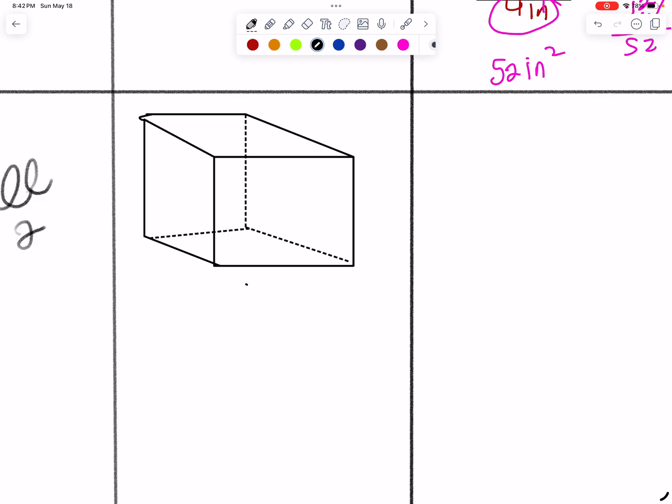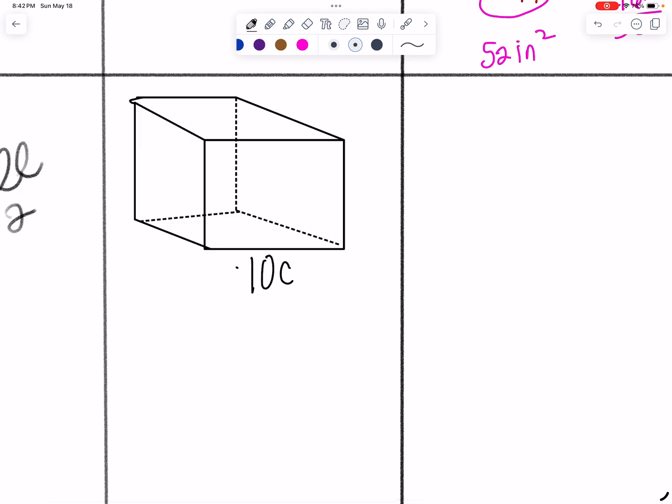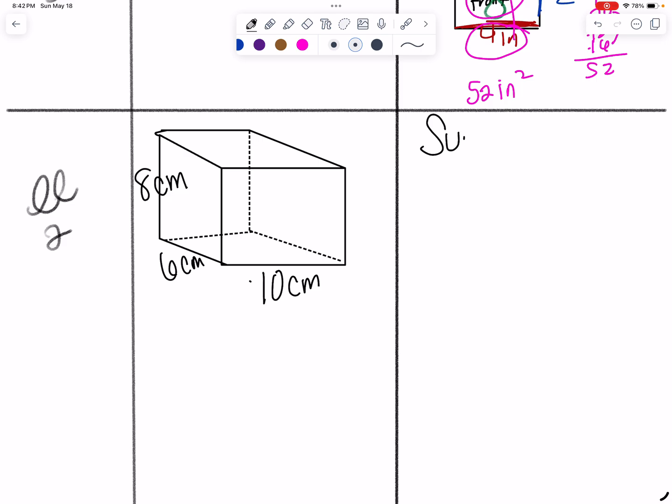Okay, so we're gonna say, let me change this back to solid. We're gonna say this is a 10 centimeter by 6 centimeters. So length times width times height would give me the volume, but it's not asking me for volume. It's asking me for surface area, which means wrapping paper. So I don't want to know how much is inside. I want to know how much wrapping paper I need to wrap my present.